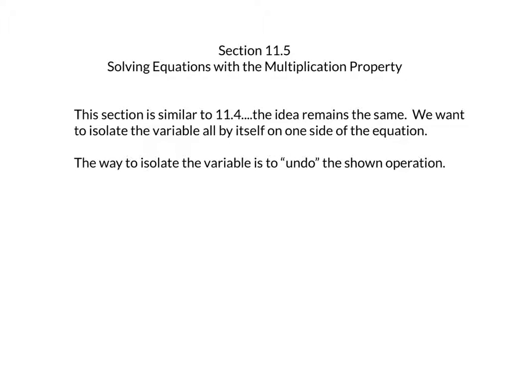Section 11.5, Solving Equations with the Multiplication Property. This section is similar to 11.4. The idea remains the same. We want to isolate the variable all by itself on one side of the equation. The way to isolate the variable is to undo the shown operation.